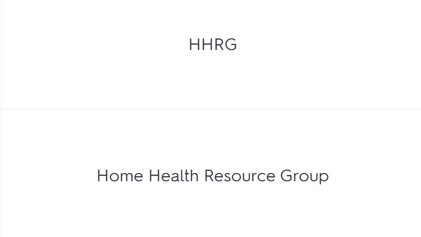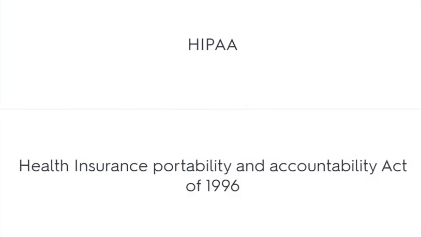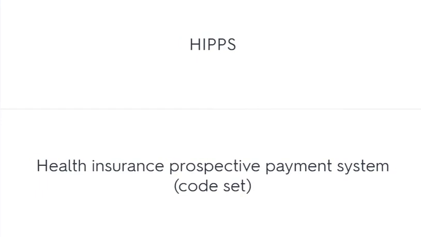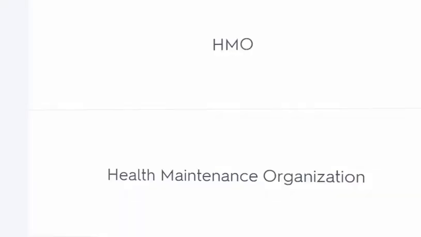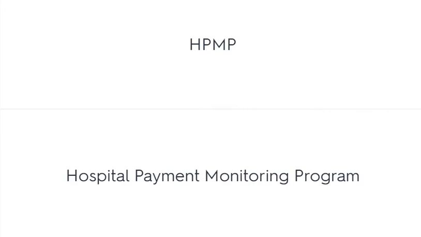HHRG, Home Health Resource Group. HICN, Health Insurance Claim Number. HIPAA, Health Insurance Portability and Accountability Act of 1996. HIPPS, Health Insurance Prospective Payment System. HMO, Health Maintenance Organization. HPMP, Hospital Payment Monitoring Program.